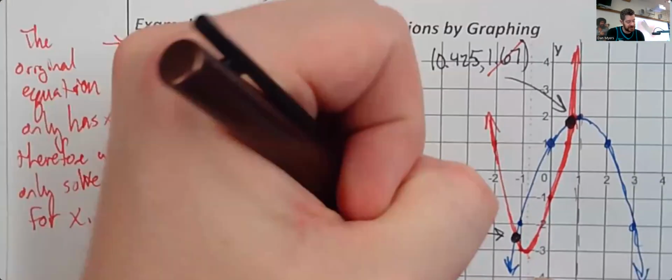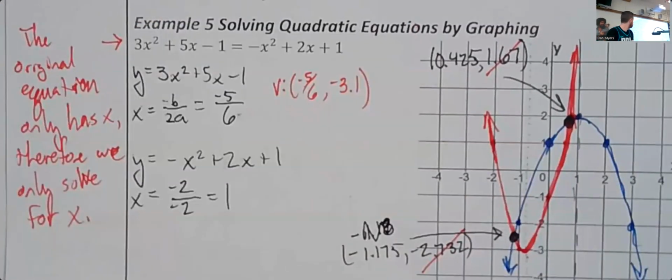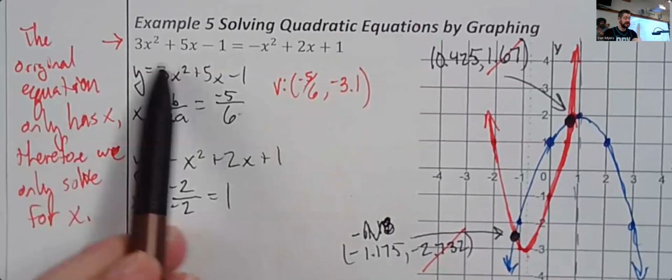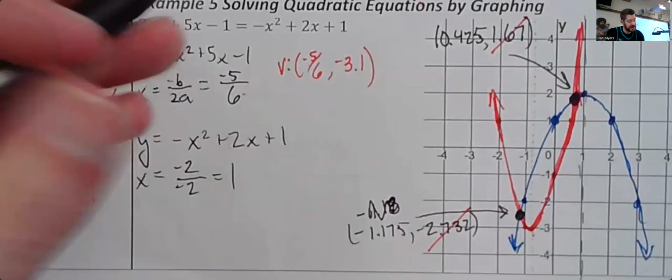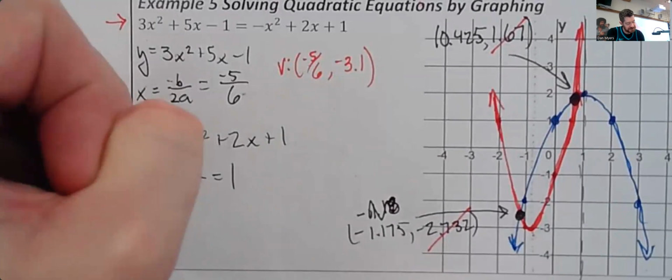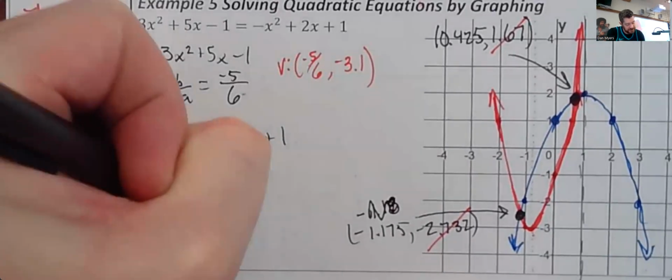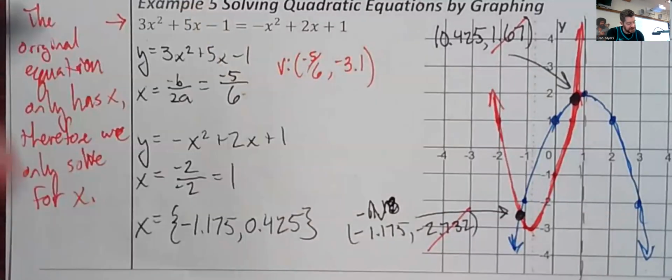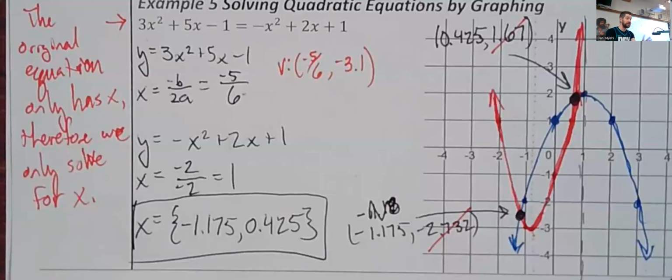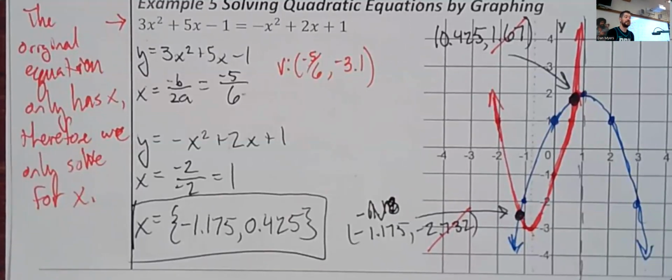So the 1.67 and the negative 2.732, those are not relevant to our answers because the original equation did not have any values of y, so we don't want any values of y in our answer. So the answer is going to be x equals, we'll use braces here, negative 1.175, comma, 0.425. And we're using braces because those are both values of x, and we only want values of x for our answer. Because the original equation did not have y, so we don't need y. All right, any questions on that?